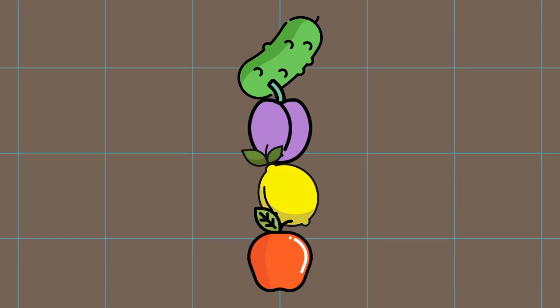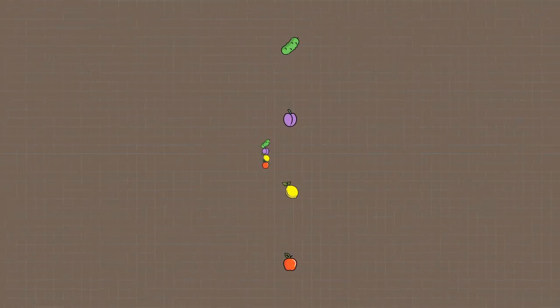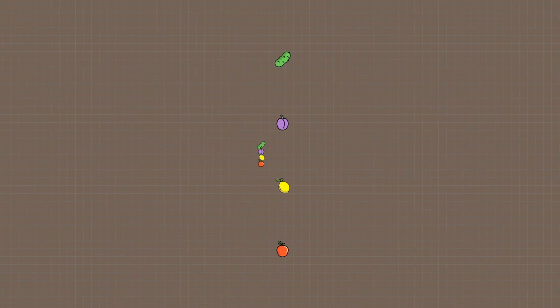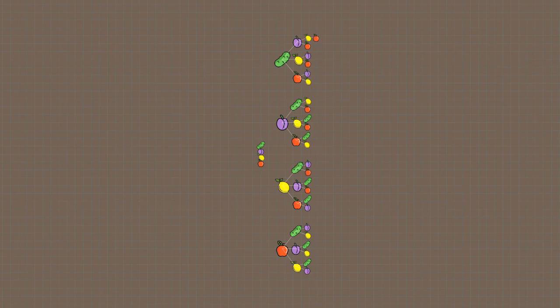It is obvious that firstly we can eat any of the fruits: cucumber, plum, lemon or apple. Then, if we have already eaten the cucumber, we could eat something left, like plum, lemon or apple. To continue this logic, we could choose lemon or apple if we have eaten the cucumber and the plum. And finally, we would get only one fruit left if we have already eaten three others: the cucumber, the plum and the lemon.